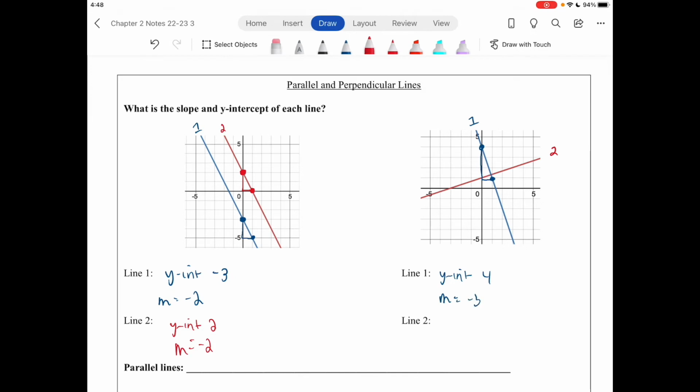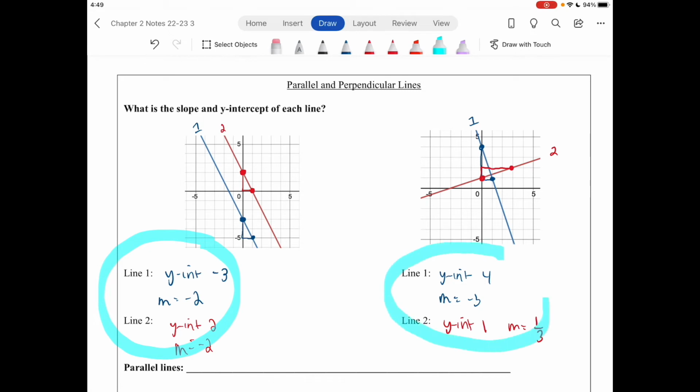On our second line, we're going to have a y-intercept of 1. And then our slope is going to be up 1 and over 3. So our slope is going to be 1/3. Now pause the video. Looking at the information from our first graph, see if you can notice anything about the y-intercept and the slope and how they relate to each other. Then do the same thing with our second graph. See if you can find any relationships.